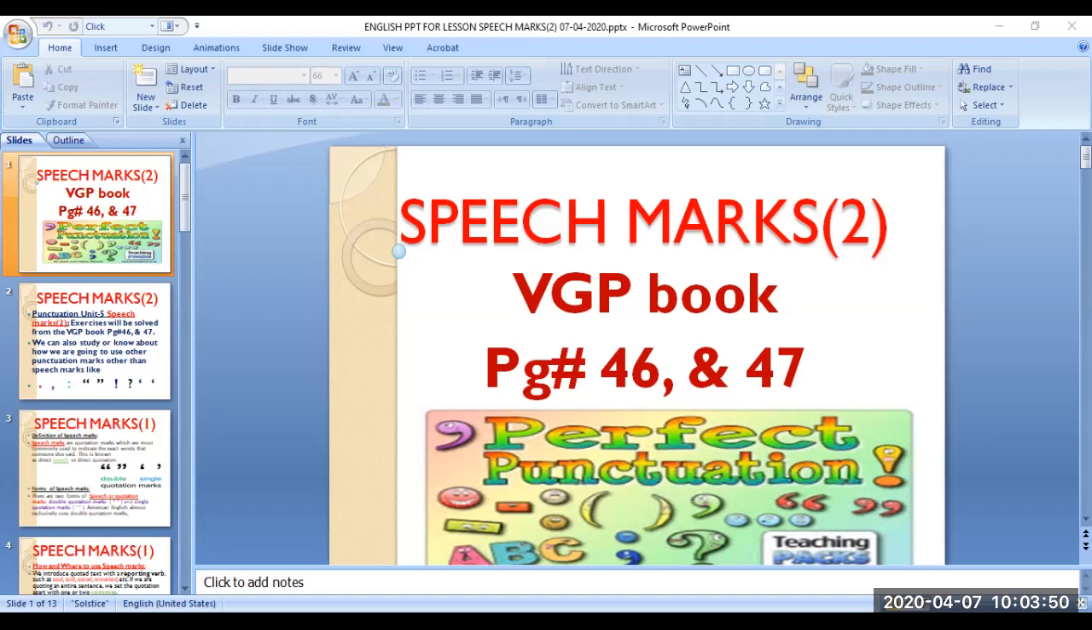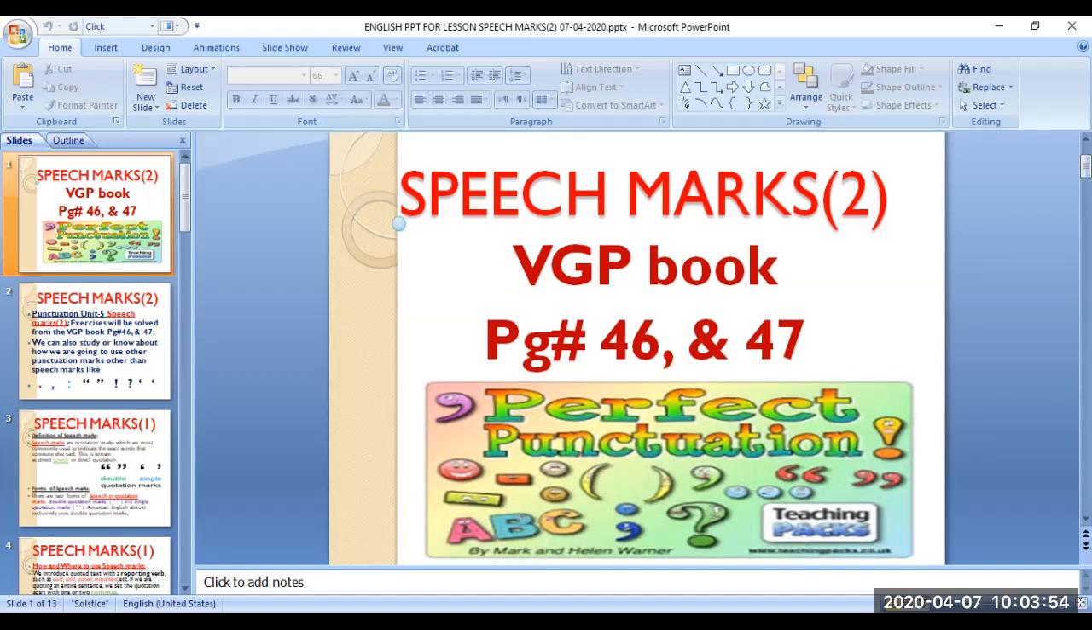Okay, so speech marks 2, BGP book page numbers 46 and 47. Before going to the book, can you see the images over here? Perfect punctuation. You can see many things there: single inverted comma, full stop, brackets, semicolon, question mark, the quotation mark, that is speech marks, exclamatory mark. All these things you can see, right?